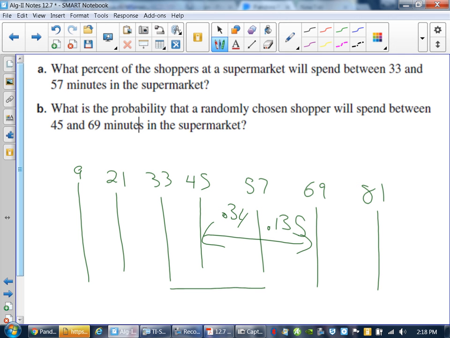What's the probability a randomly chosen shopper spends between 45 and 69 minutes? Well, what's 34% and 13.5% added together? You just add them. You can use percentages, or decimals are fine. A lot of times they talk about this in percentages.